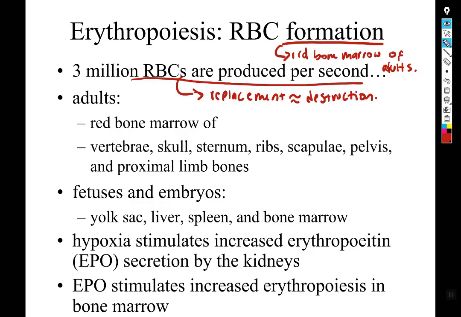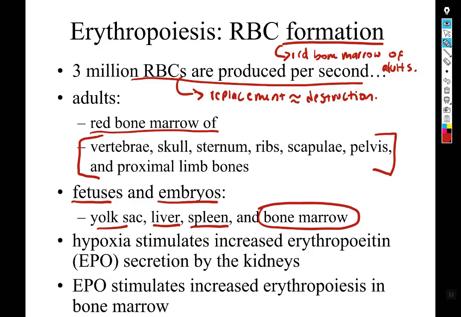So in adults, like I said, red bone marrow is where this happens, and the red bone marrow that you have left over by the time you are fully grown up is limited to a couple specific spots in the body, so not everywhere. If you are a fetus or an embryo, I assume nobody watching this video is, then you don't have fully formed bones yet, so the yolk sac, liver, spleen, and whatever bone marrow exists as you develop will perform that task.